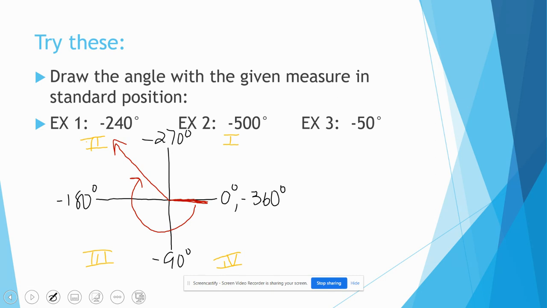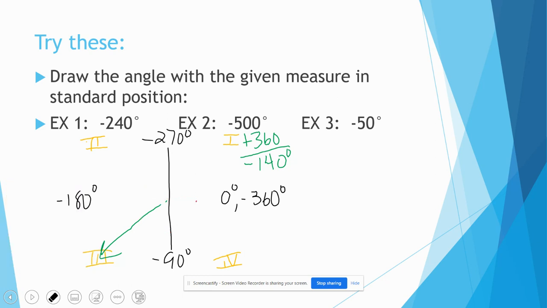Negative 500 degrees, we are still more than 360. So this time I'm going to add 360. Negative 500 plus 360 is negative 140 degrees. Negative 140 degrees is in between negative 90 and negative 180, roughly maybe about right here.